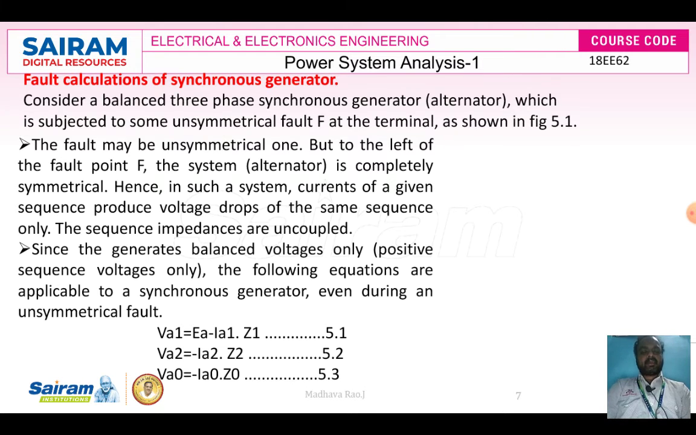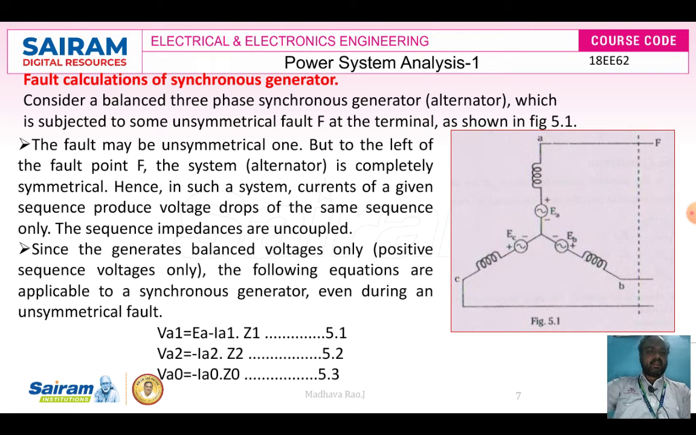A three-phase synchronous generator will have three induced voltages and three induced currents. In this diagram you can observe EA, EB, EC are the induced voltages. EA is the induced voltage in A phase, EB is the induced voltage in B phase and EC is the induced voltage in C phase. Consider a fault occurs at A phase.